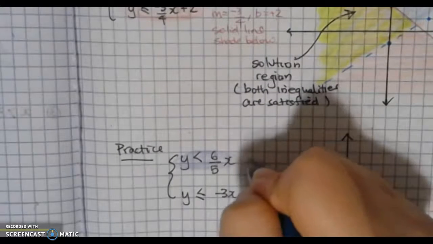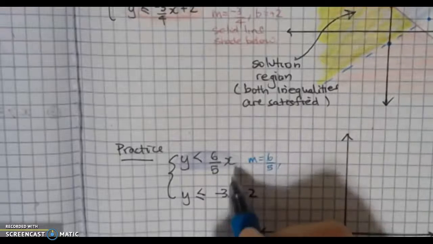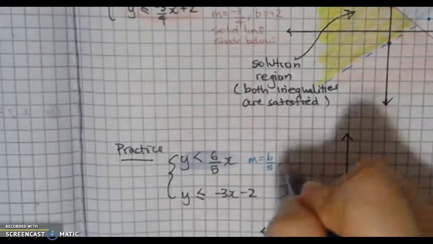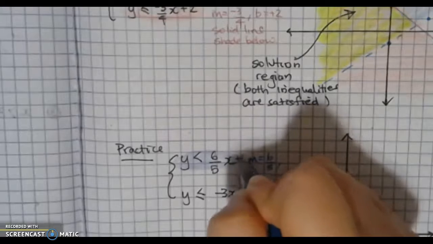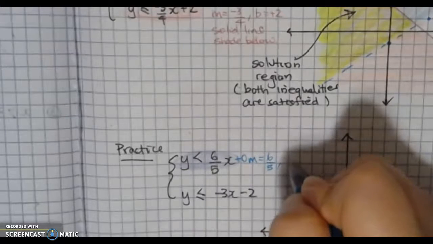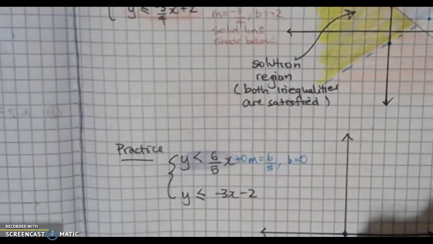inequality. What is the slope? Slope is 6 over 5. What is the y-intercept? There's no number. So what does that mean? Well, that means there is an invisible 0 here. Anything plus 0 is just by itself. So b is in fact 0. That means the y-intercept is right here at the origin, at 0.